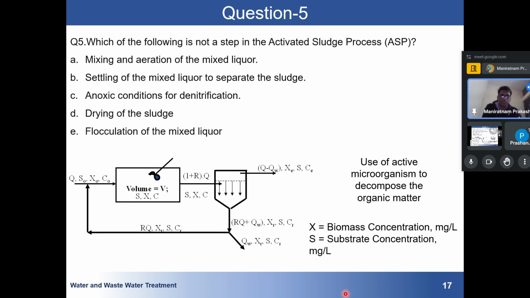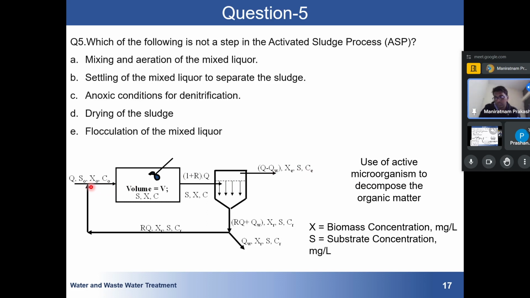S naught is substrate concentration. Substrate concentration means organic matter concentration, so that is also defined by BOD. Organic matter concentration is always defined in terms of BOD. In some books you will see that S naught is the influent BOD and S is the effluent BOD, in milligram per liter.